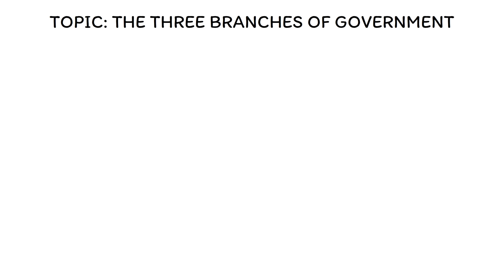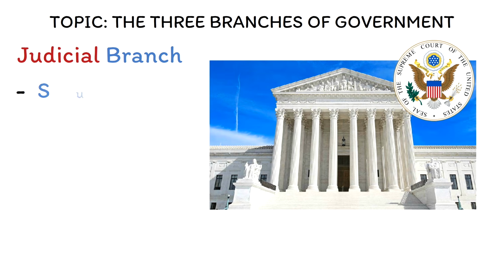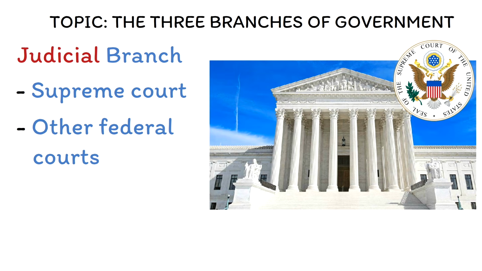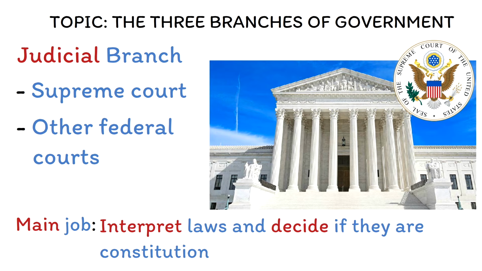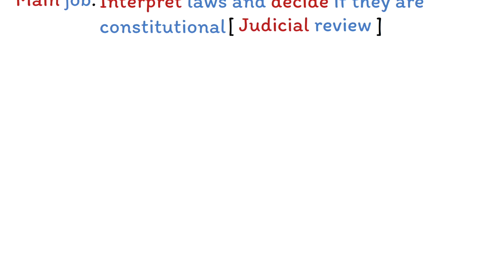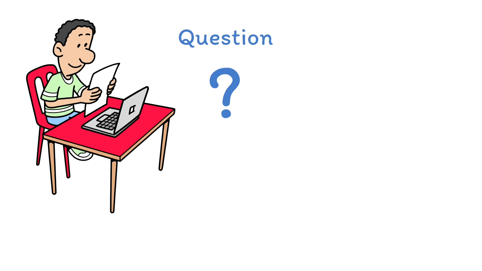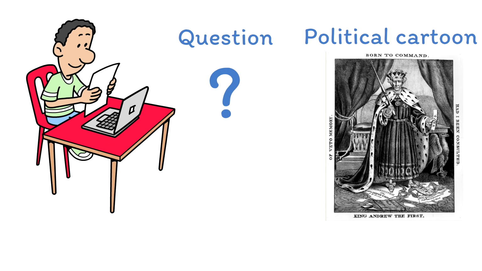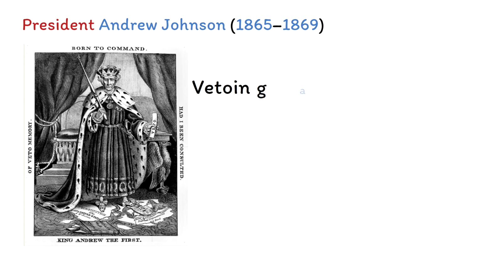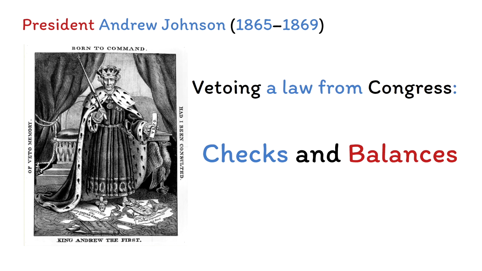And third, you have the judicial branch. This is the Supreme Court and other federal courts. Their main job is to interpret laws and decide if they're constitutional. That big power is called judicial review. On the test, you'll get a question or a political cartoon about a real-world event. You'll have to identify which branch is doing the action, or how one branch is checking another. For example, the president vetoing a law from Congress is a classic example of checks and balances.